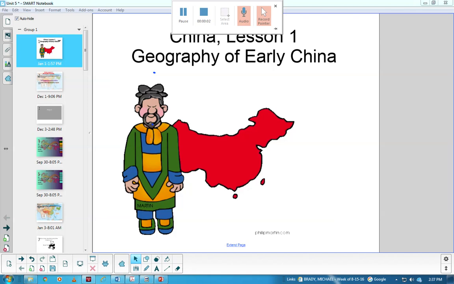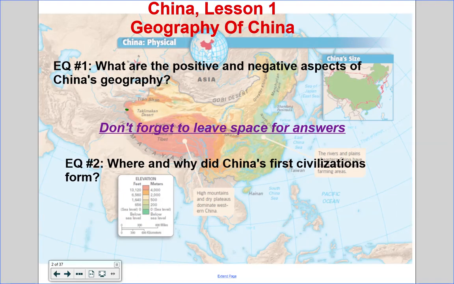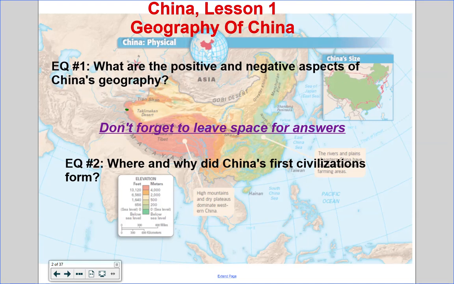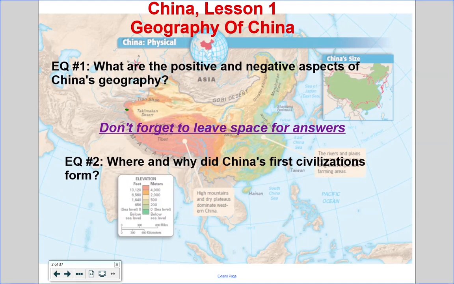Okay, so this is our lesson on China. This is everything we're doing this week, all the way up until Wednesday and Thursday block day. We're talking about geography of early China, and our two essential questions are simply these. Essential question 1, what are the positive and negative aspects of China's geography? And question 2, where and why did China's first civilizations form?